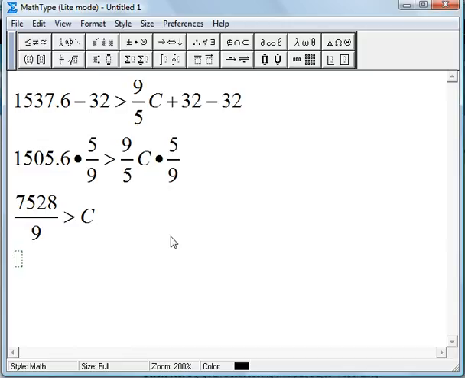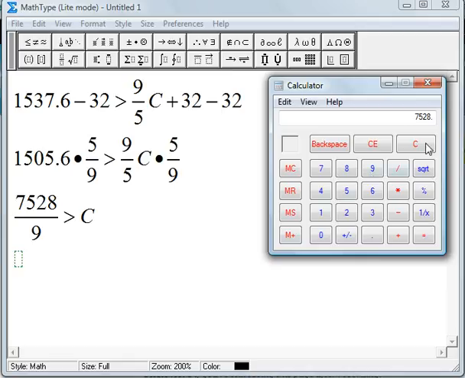The instructions of the problem told you to write the answer as a decimal by rounding it to the 10th place. So how do we make this fraction into a decimal? We're going to divide the numerator, 7528, by the denominator, which is 9. And I'm going to have 836.4. The 4 is repeating. Now the instruction says round to the nearest 10th.